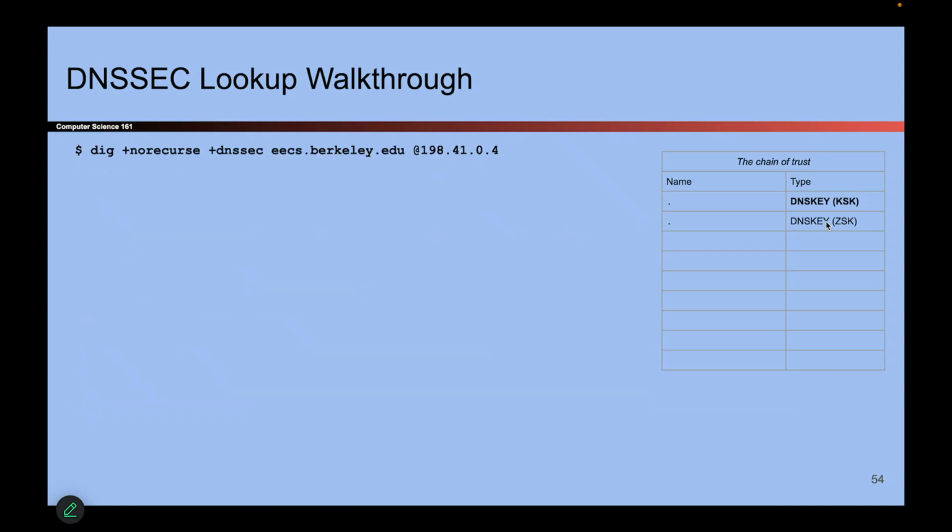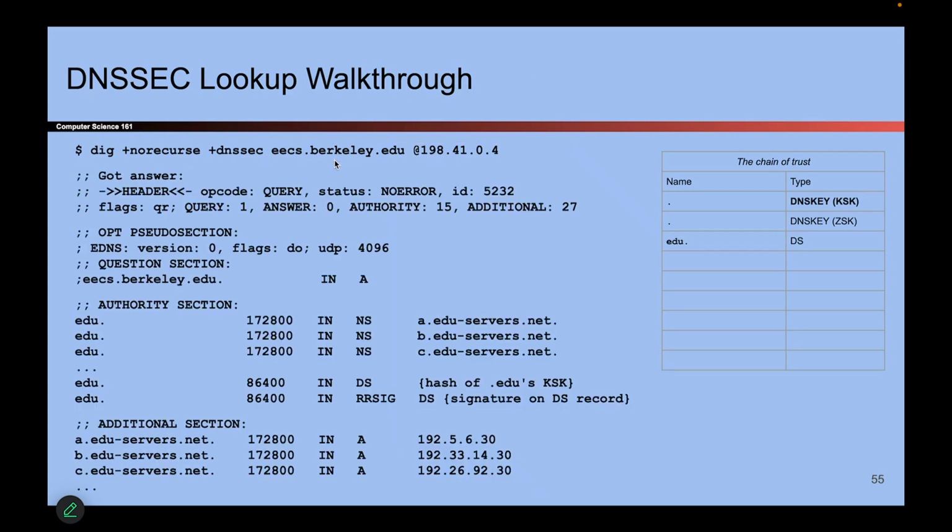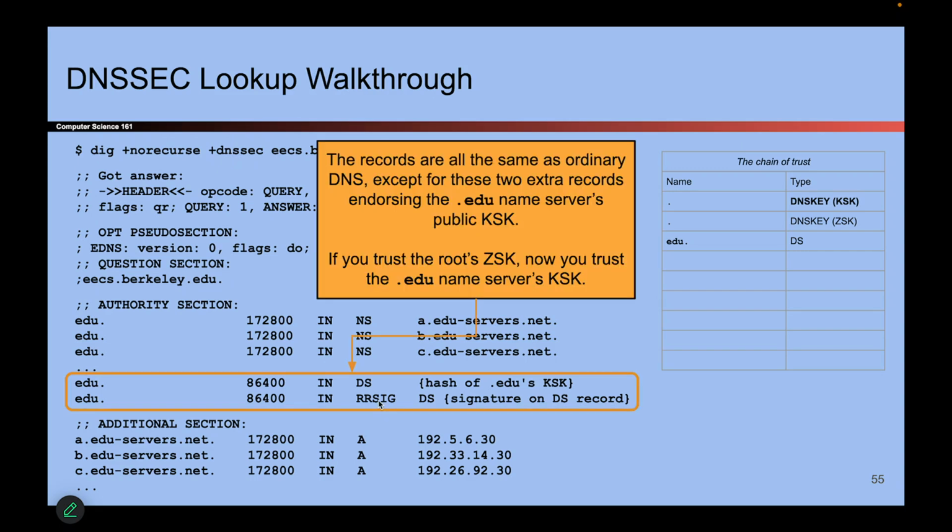Now that we trust root's lower half, we can go to root's lower half and ask about the IP address of our favorite domain. We get an answer back. Most of it is familiar. So these NS records, same. These A records, same. They tell us where the .edu name server is. The only difference is these two records.